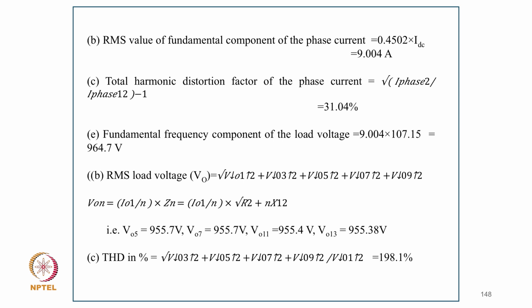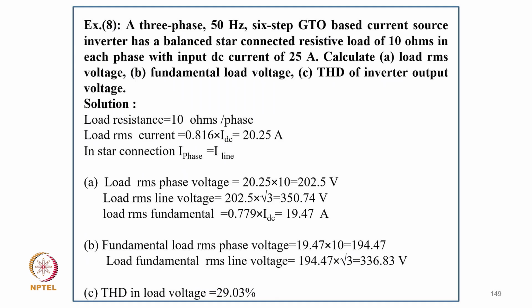The fundamental frequency component of load voltage is 9 into 107.15, that is 964.7 volt. RMS load voltage is VO equal to square root of VO1 square plus VO2 square plus V3 square, where Vn equals IOn into Zn, that is IO1 upon n into under root R square plus (n X1) square. So it becomes VO5 equal to 955.7, VO7 equal to 955.7, VO11 equal to 955.4, and 955.38, and VO1 comes to 198.1.